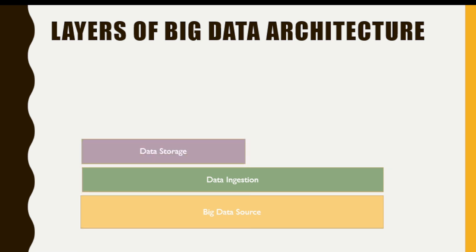The data storage layer. This layer stores the processed data and the ingested data. It includes various types of data storage systems like Hadoop Distributed File System, HDFS, NoSQL databases, and cloud storage systems. The data storage layer can also include data archiving systems for long-term data retention.